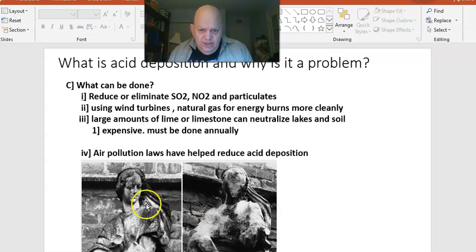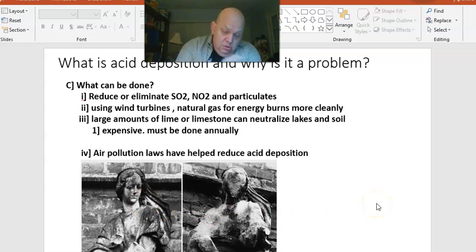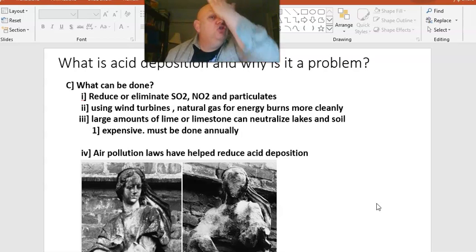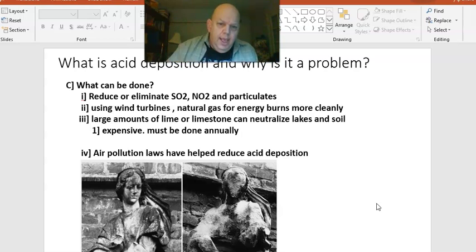Now, when you take a look at these two pictures here, this would be an example of a statue before. It's the same place, same statue. Look at the statue on the right. That's the same one. That's the effects of acid deposition, because that statue was made of marble. And that statue doesn't get to come back, boys and girls. It doesn't happen that way.